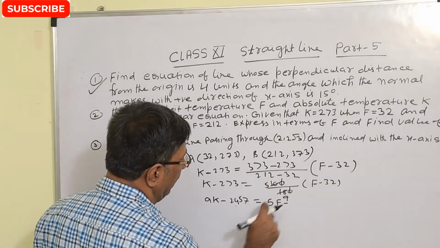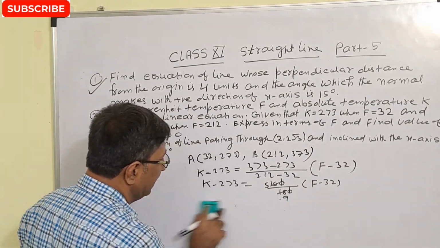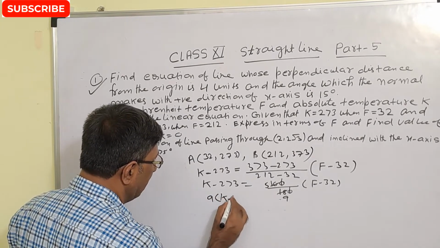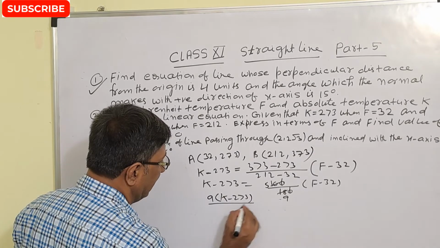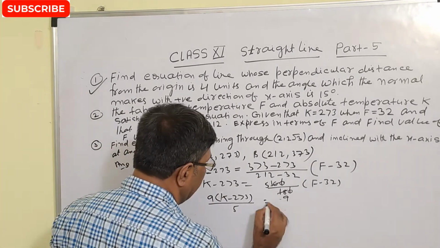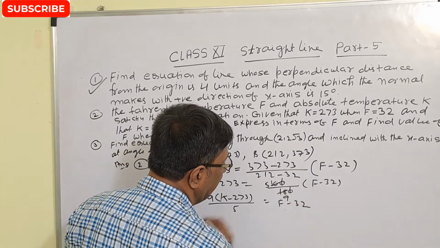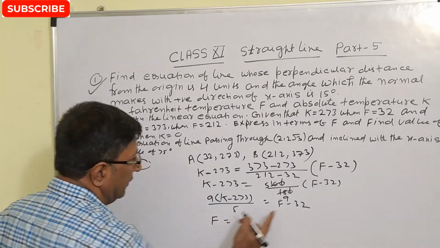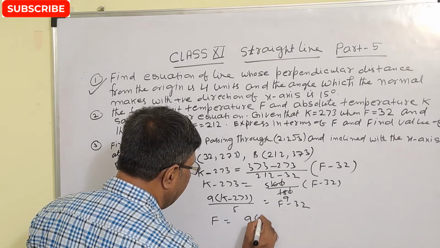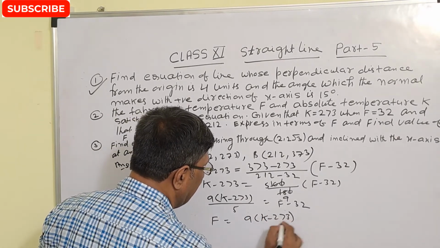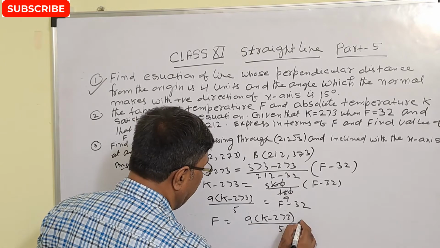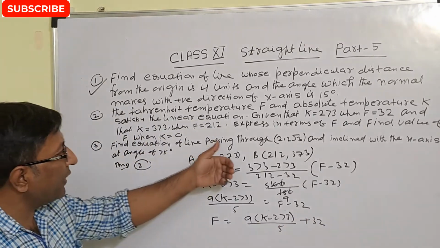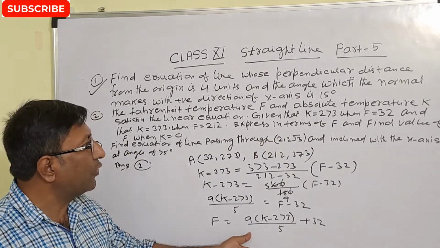So don't go for this, you go like this. So this is 9 into k minus 273 divided by 5, and this equals f minus 32. So f equals what? Moving this across, it is 9 into k minus 273 divided by 5 plus 32. Right? So the first point is to express it in terms of f. So f equals this.